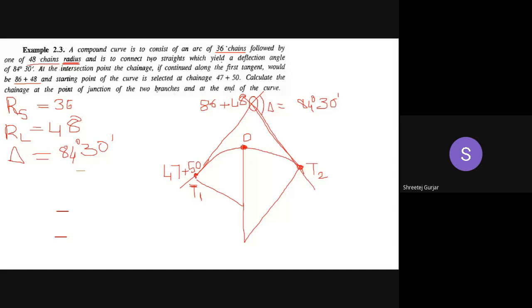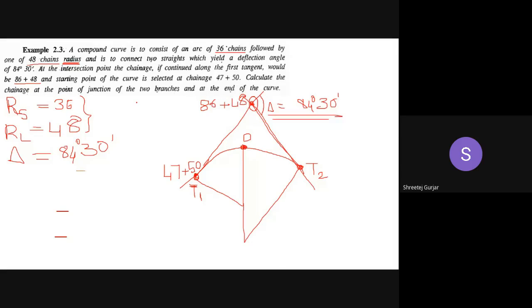The chainage of the first point is already given to us. The chainage of the point of intersection is also given to us. Delta is given to us, and RS and RL are given to us. So this is the given data. I hope you have understood the problem statement. Is it clear? If any doubt, you can let me know.